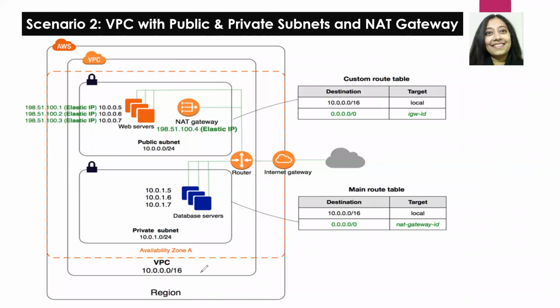We will be creating a VPC with the CIDR block 10.0.0.0/16. So this is the CIDR block of our VPC. In this VPC, we will be creating two subnets. The first subnet is going to be with a CIDR block of 10.0.0.0/24, as you see. And the second one is going to be with the CIDR block of 10.0.1.0/24. So these are our two subnets.